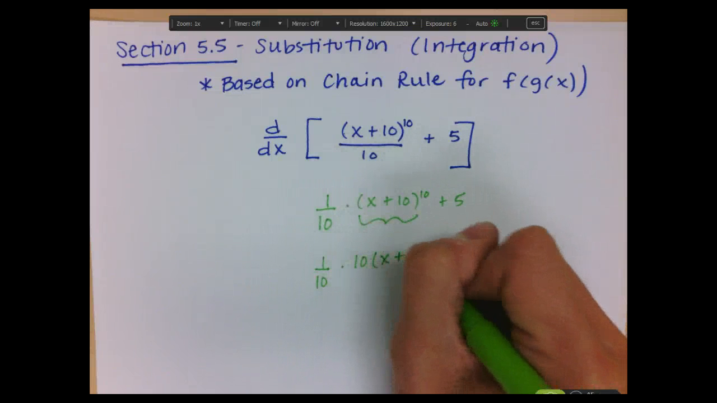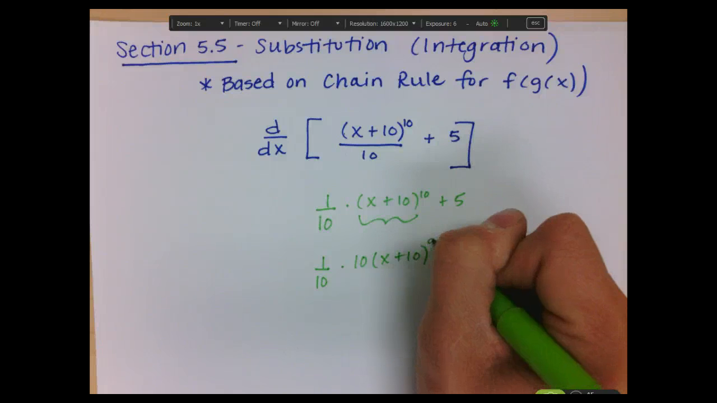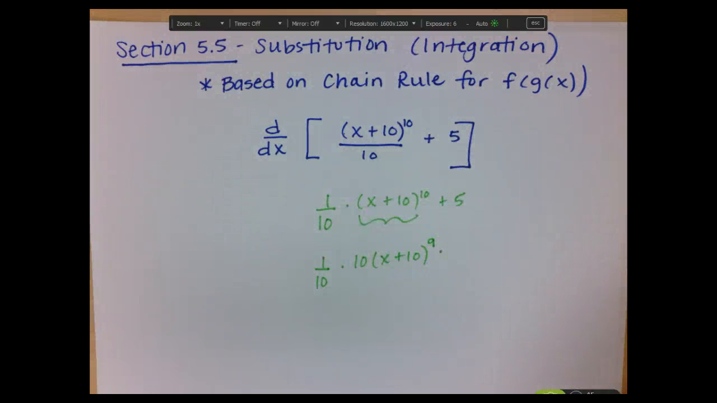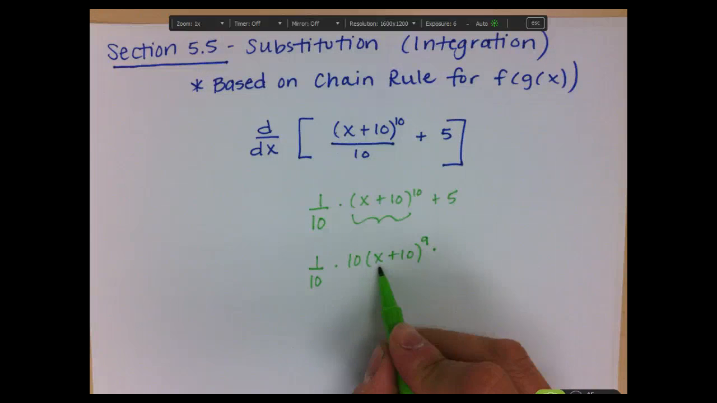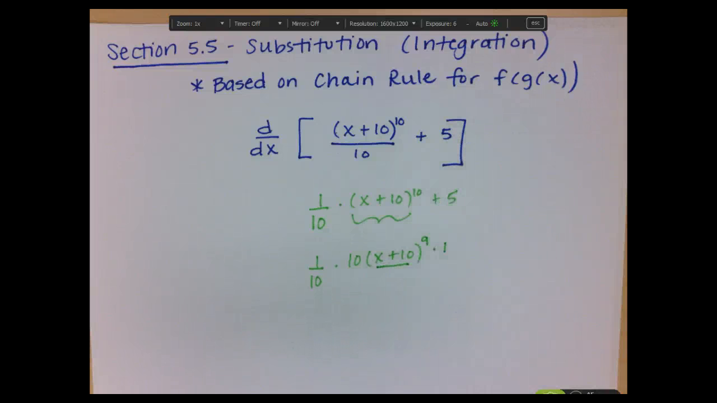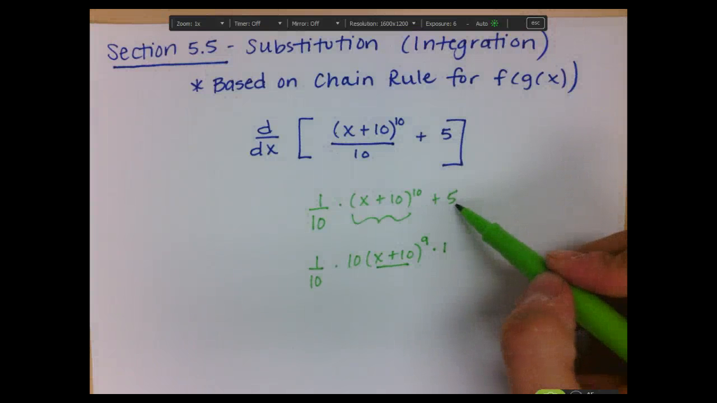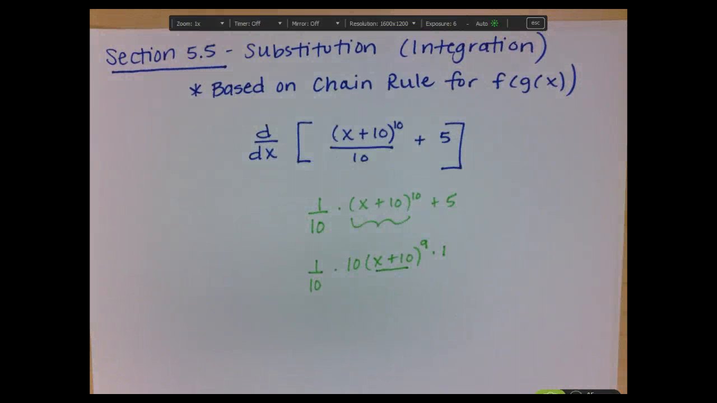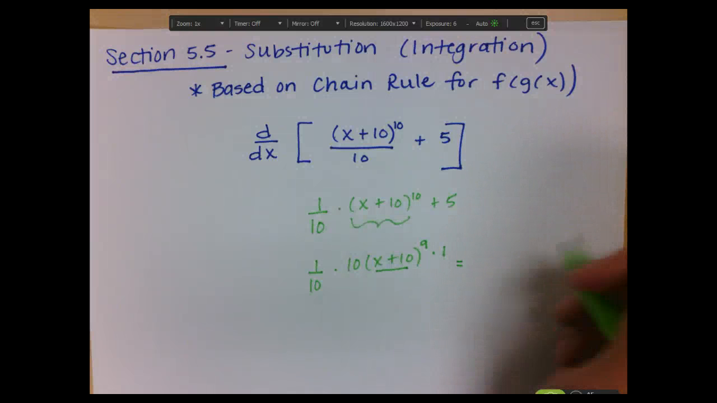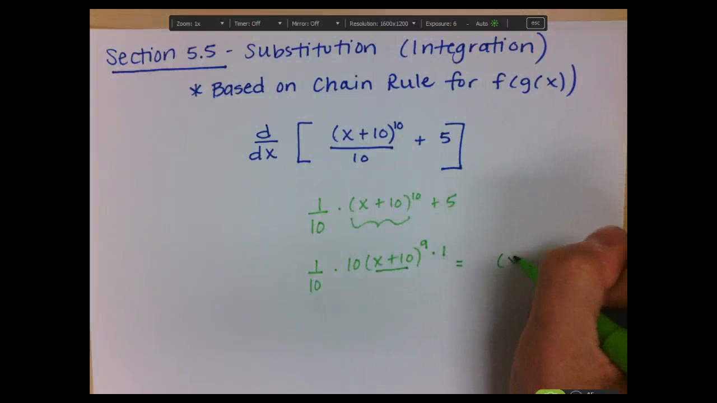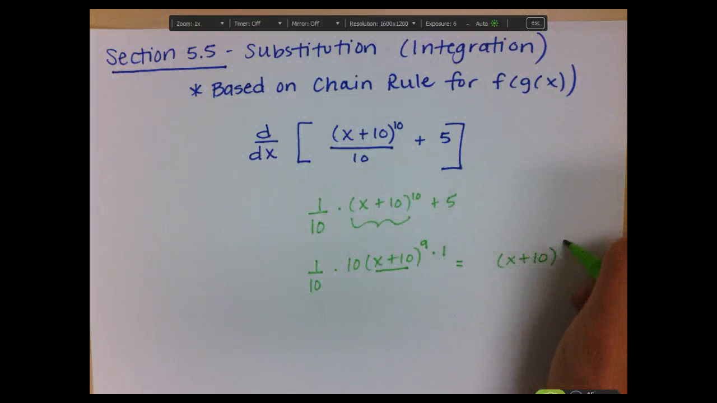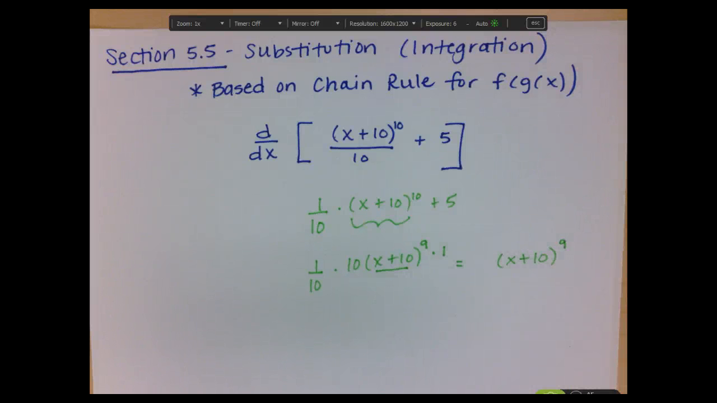10 times (x plus 10) to the 9th, times the derivative of what's inside, which in this case is 1, and the derivative of a constant 5 is 0. So in the end, I would get (x plus 10) to the 9th.